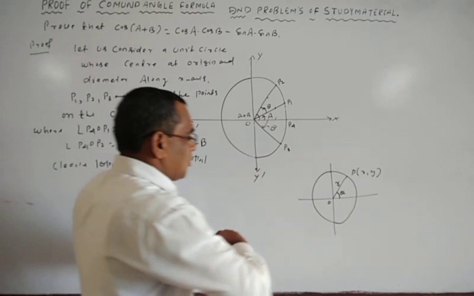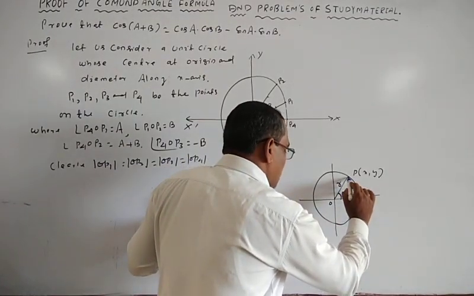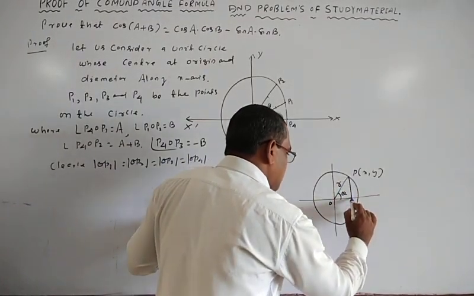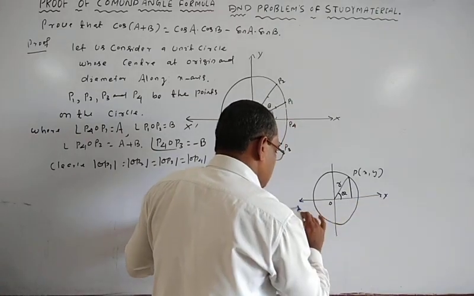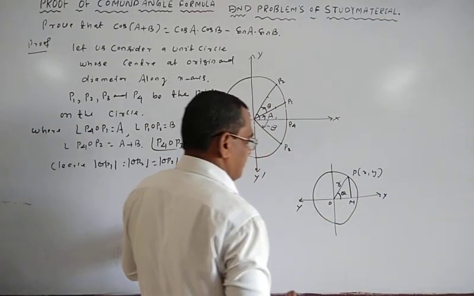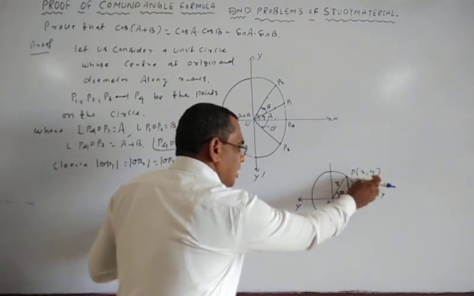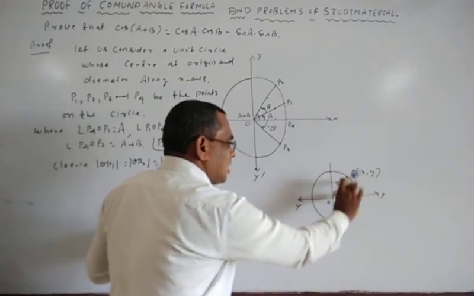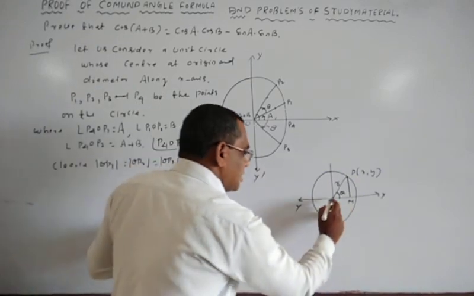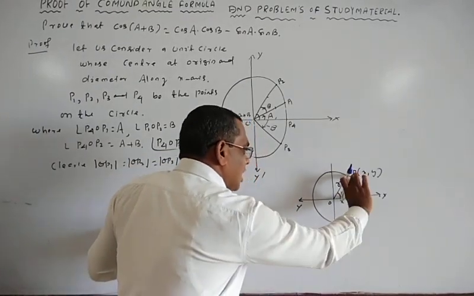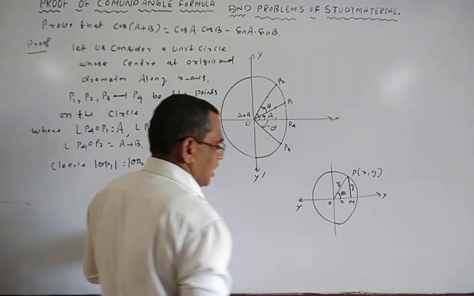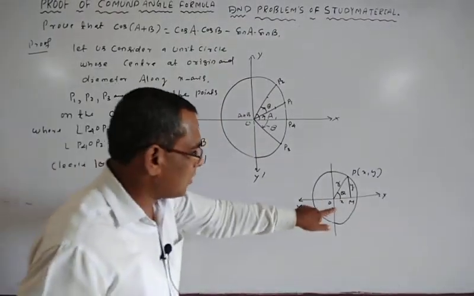Okay, suppose we draw the perpendicular line from the point P on the x-axis. Clearly this is the x-axis and this is PM. Since the coordinate of the point P is (x, y), its x coordinate is x and its y coordinate is y. That means OM is equal to x and PM is equal to y. Okay, so is it clear?